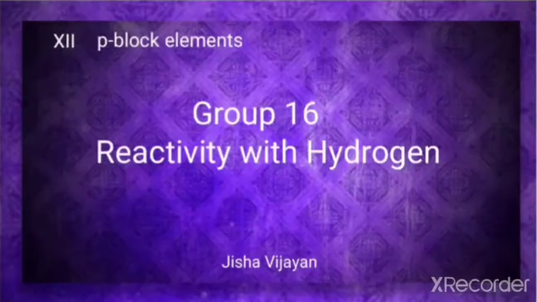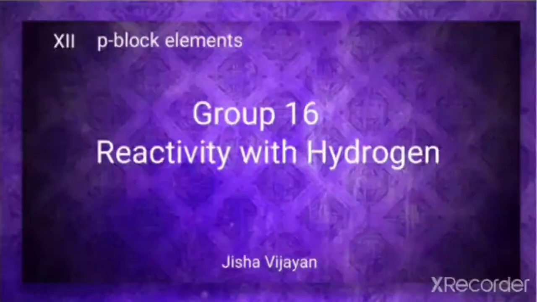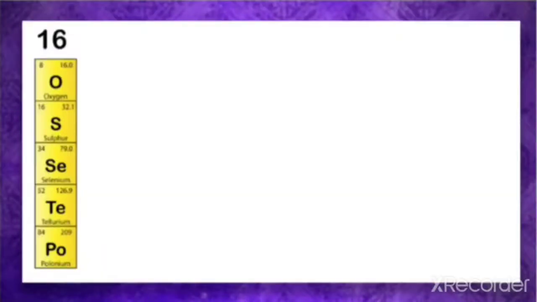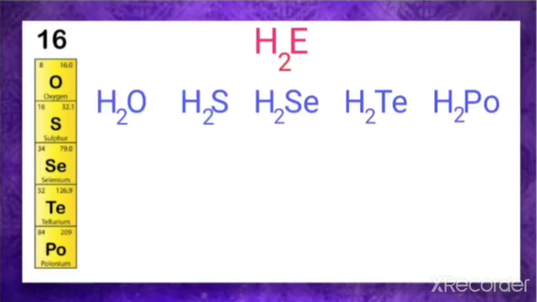Hello students, let us discuss the reactivity with hydrogen for group 16 elements. These elements are oxygen, sulfur, selenium, tellurium, polonium. All these elements form hydrides of type H2E, where E represents the group 16 element. The compounds are H2O, H2S, H2Se, H2Te, H2Po. These are the hydrides of group 16.